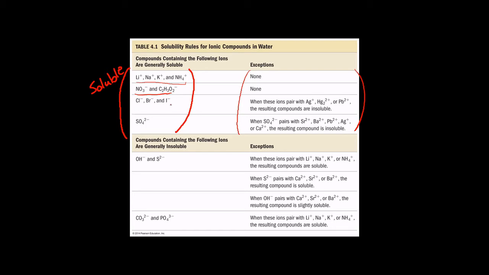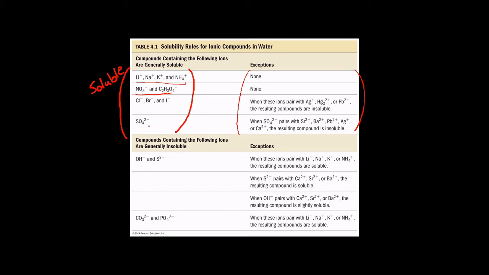Chloride, bromide, and iodide are generally soluble, but there are 3 exceptions to that. If they're bonded to anything else, they will be soluble. But if you have silver, mercury, or lead bonded to any of these three, then that would be an exception, and it would actually be insoluble. It would not dissolve in water.